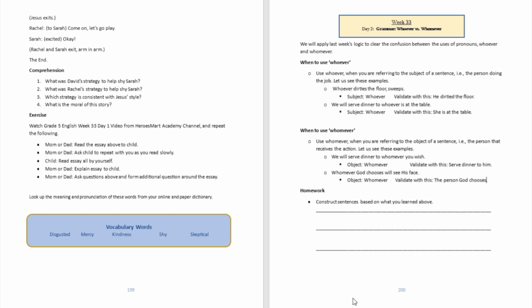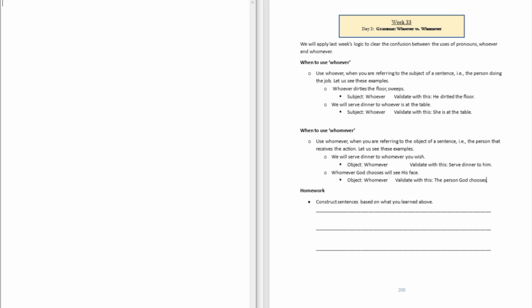So what's the meaning of that? What's going on over here? We're talking about the person who's going to receive that action. Well, God is the subject of this sentence, but the person who gets to see God's face is the object, or the recipient of this action. Well, that's going to be the person God chooses. So guess what? We are going to use whomever to refer to that person. All right? So that's how that's going to work.